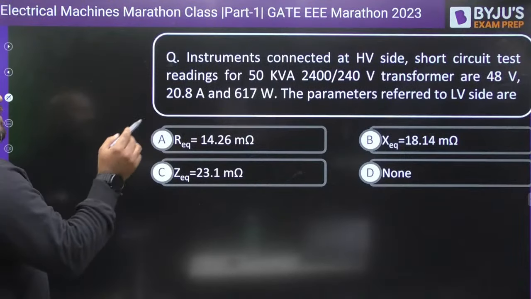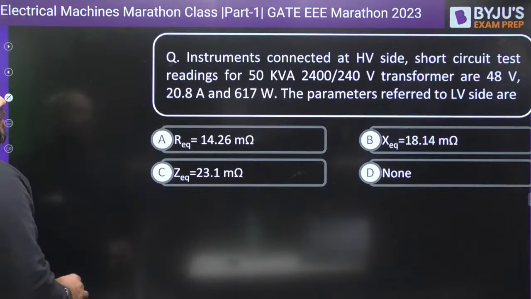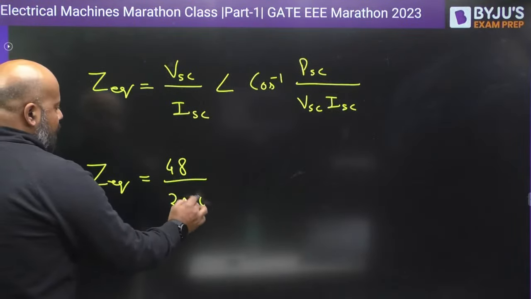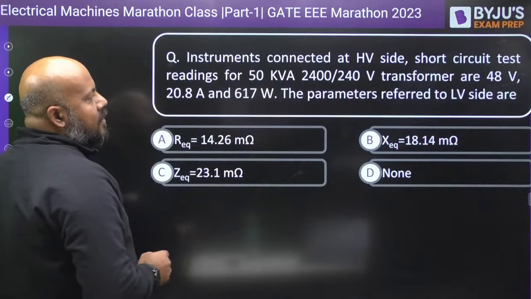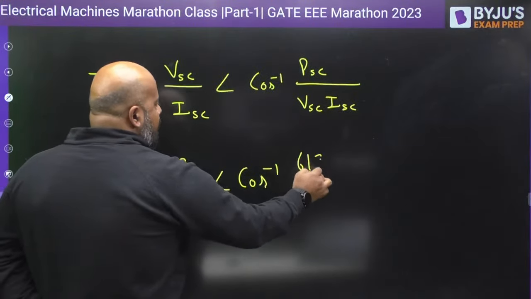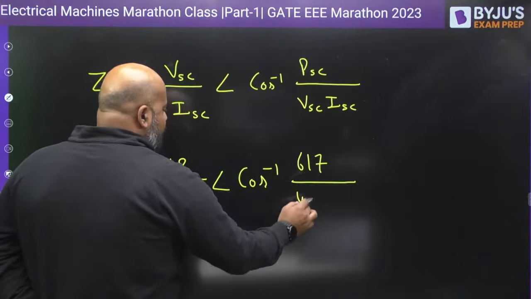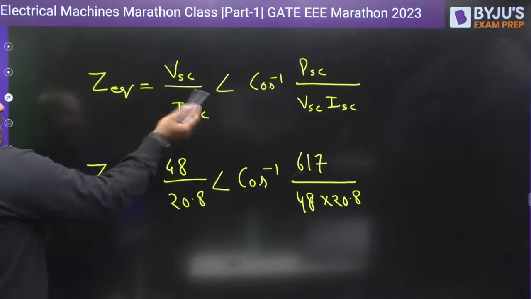What is VSC? 48. What is ISC? 20.8. This is cos inverse. What is PSC? 617 watts. This is 48, this is 20.8. Within one line the story is over.